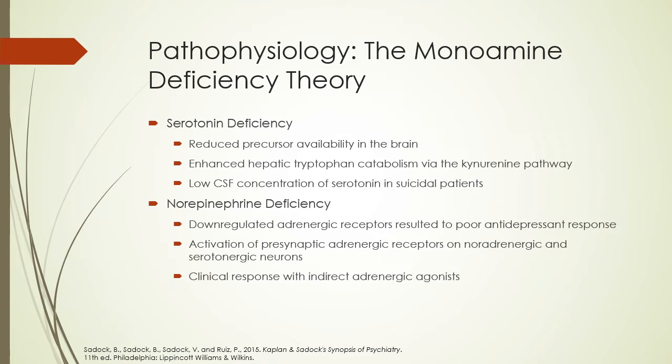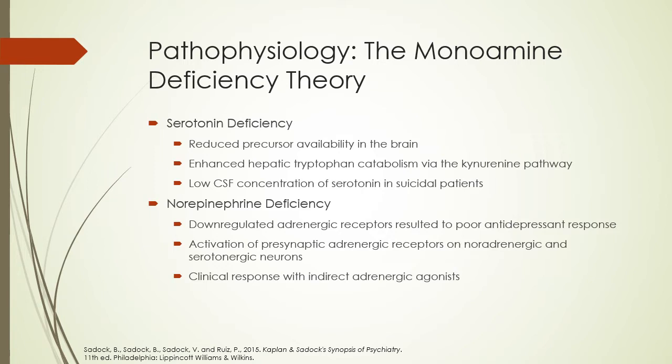And what are our evidences that serotonin is deficient in the brains of patients with depression? They found out that the precursor for serotonin, which is tryptophan, is reduced in its availability in the brain. Therefore, because the precursor is less in concentration in the brain, it cannot produce serotonin.